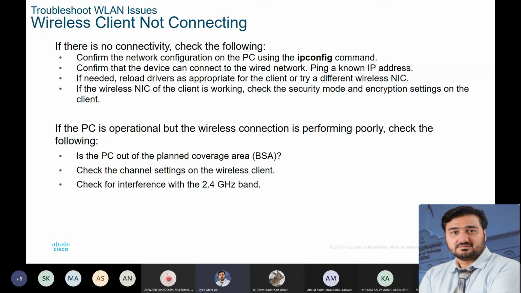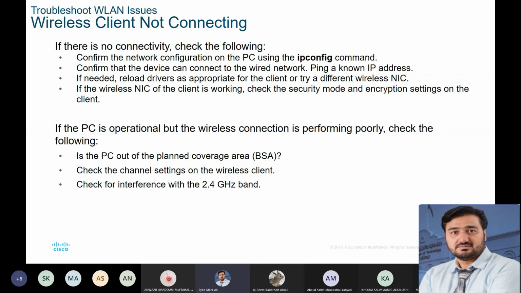Check the channel setting on the wireless client. For wireless routers, as we discussed before, when two access points are connected together, those access points should not have the same channel. So on one access point you can use channel 1, on another access point you can use channel 6, because you want to avoid signal interference. We discussed this last week. Check the channel setting on the wireless client.